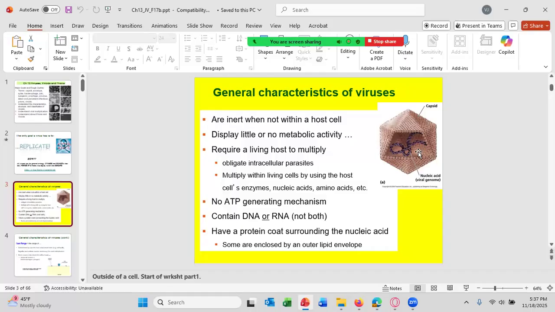Some viruses are enclosed in an outer lipid envelope, and that will be on the outside of the protein coat. So you can have a lipid envelope right there. Not all viruses have the lipid envelope. Some viruses only have the genome and then the protein coat.